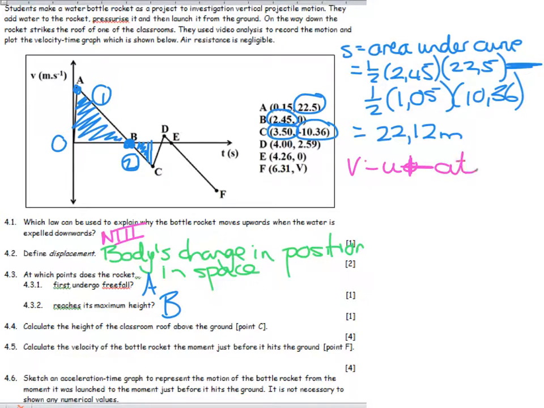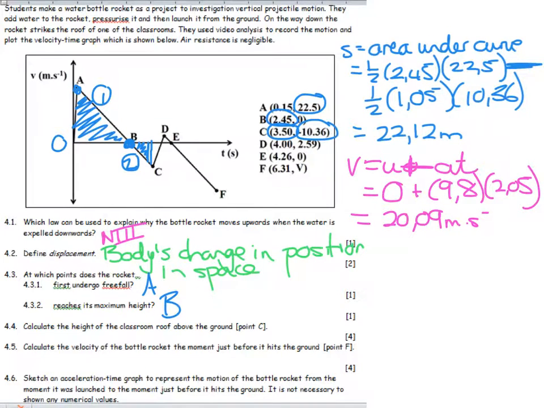V is equal to u plus at, and that is equal to, my initial velocity is 0. My acceleration is 9,8. My time is 2,05 seconds. And then I land up with a velocity of 20,09 meters per second. It's positive, and I chose down as positive because the acceleration was downwards, and so that is down.